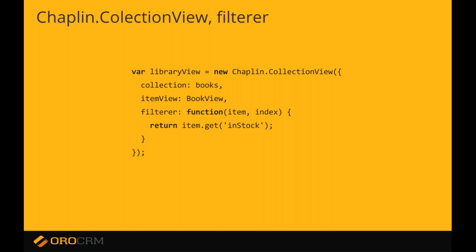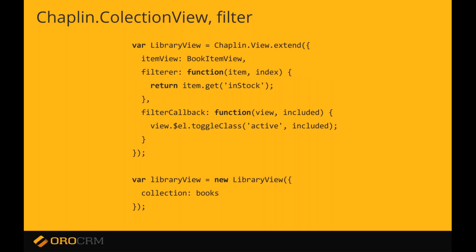Also, there is useful thing, it's filter in collection view. So, for example, collection might contain two types of elements, and we want to show only certain type. For example, we want to show only books that is in stock. We can define a filter method inside collection view, and the user will see only those items, view items that is comply with filter method. So only those items that is in stock.